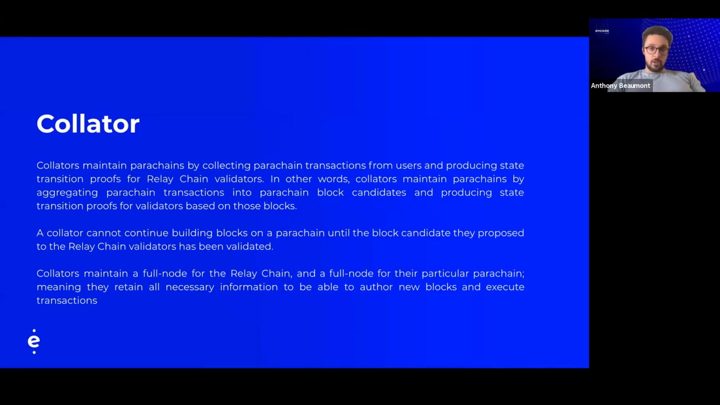So collators maintain parachains by collecting parachain transactions from users and producing staked transaction proofs for relay chain validators. In other words, they maintain parachains by aggregating transactions into block candidates and producing state transition proofs for validators based on these blocks. You basically cannot continue to build blocks until the block candidate they proposed has been validated. And they have to maintain a full node on both the relay chain and the parachain, meaning they retain all necessary information to be able to both author blocks and execute transactions. So again, they're just a middleman, and they get incentives for doing so.